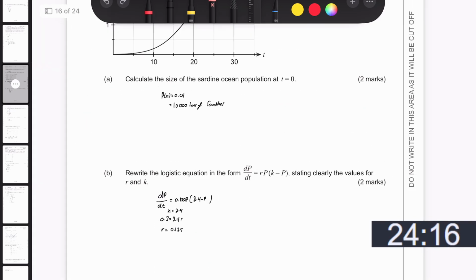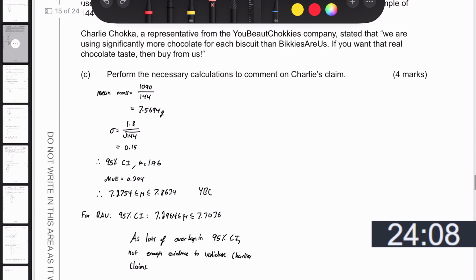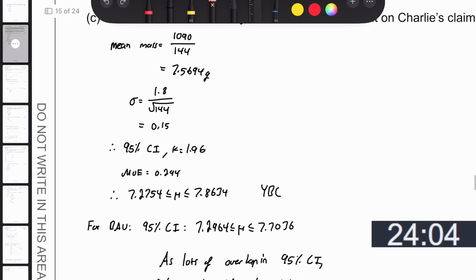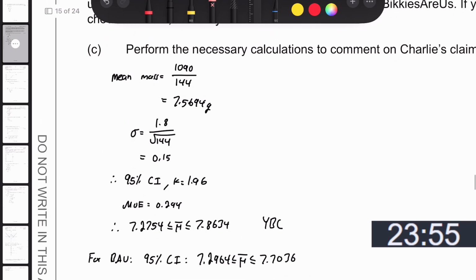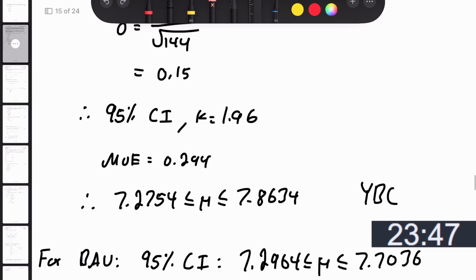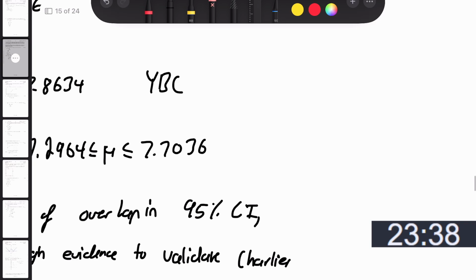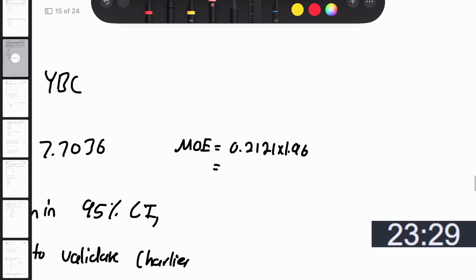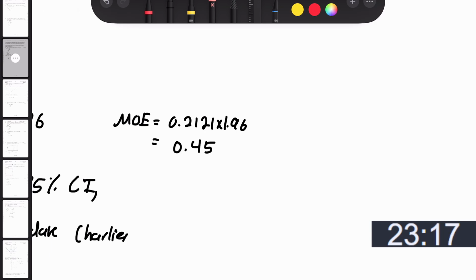M is just the big guy, so you have 2.4. Function t equals 0. I was right here that the margin of error of this would be 0.2121 times 1.96. And so 0.2121 times 1.96, which is 0.415. Wait.